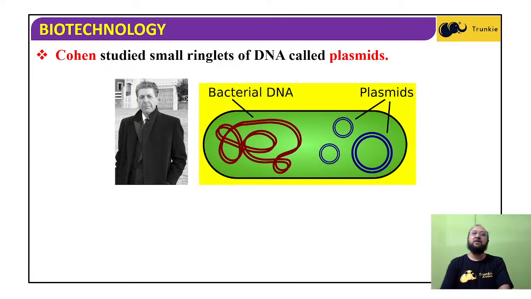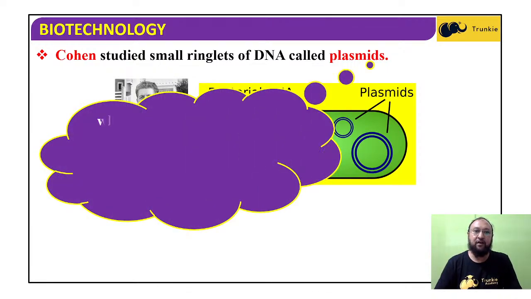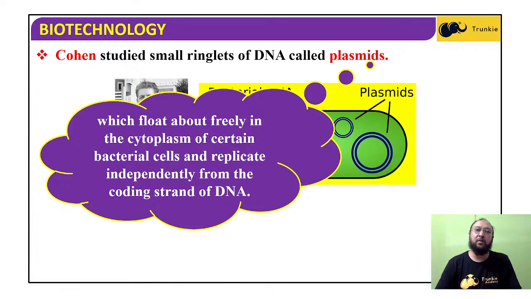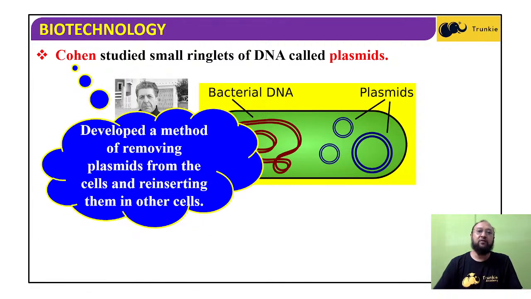The plasmid is found in bacteria, and he called it the plasmid. Plasmids float about freely in the cytoplasm of certain bacterial cells and replicate independently from the coding strand of DNA. So that means they are independent of the coding strand DNA and float in the cytoplasm. He developed a method of removing plasmids from the cells and reinserting them in other cells. This is a very important technique: removing the plasmid from one cell and then reinserting it into another cell.